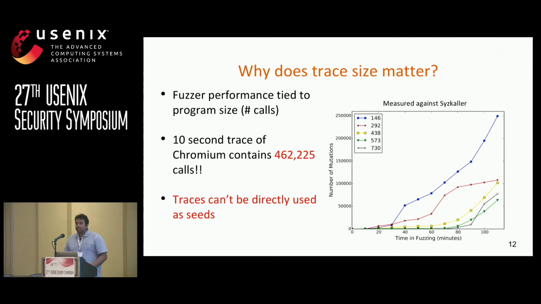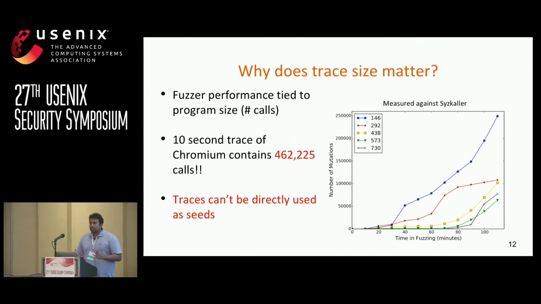And we ultimately found that when we used these traces directly as seeds, Syzkaller was unable to find any new bugs. The graph on the right is just one example of this impact. The x-axis shows the time spent fuzzing, and the y-axis is the total number of mutations that Syzkaller performed. This graph shows the performance of Syzkaller when using different seeds of varying sizes. As you can see, when using larger and larger seeds, the ones that had more calls per program, Syzkaller performed noticeably fewer mutations.